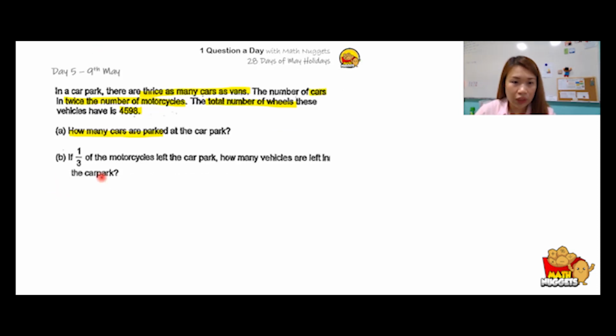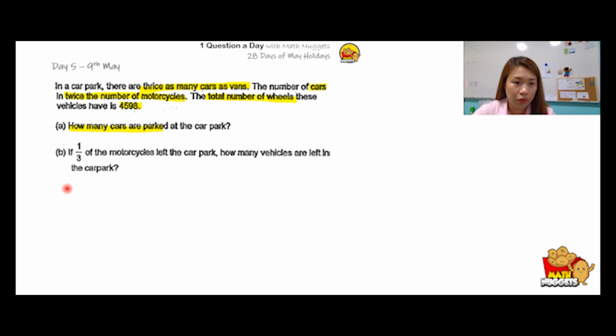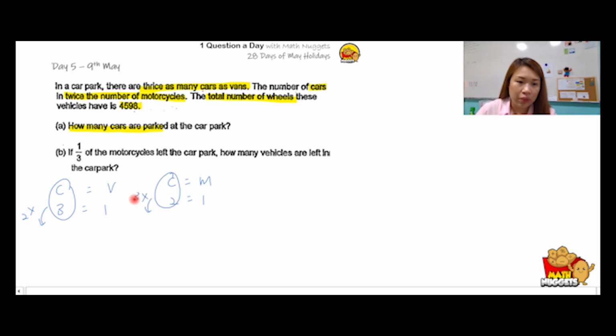So let's sort out the ratio first. We're talking about cars, vans, and motorcycles. There are thrice as many cars as vans, so cars is to vans, 3 is to 1. The cars are twice the number of motorcycles, so cars is to motorcycles, 2 is to 1. We can see that cars is repeated, so I'm going to multiply to make cars the same. I times 2 and I times 3 here. So this becomes 6 is to 2 and 6 is to 3.